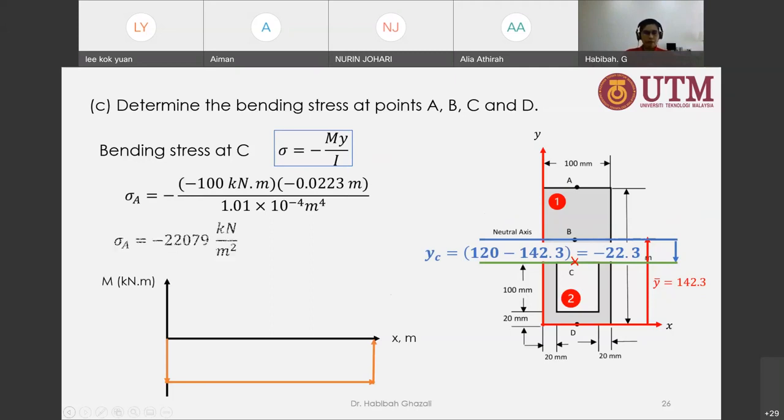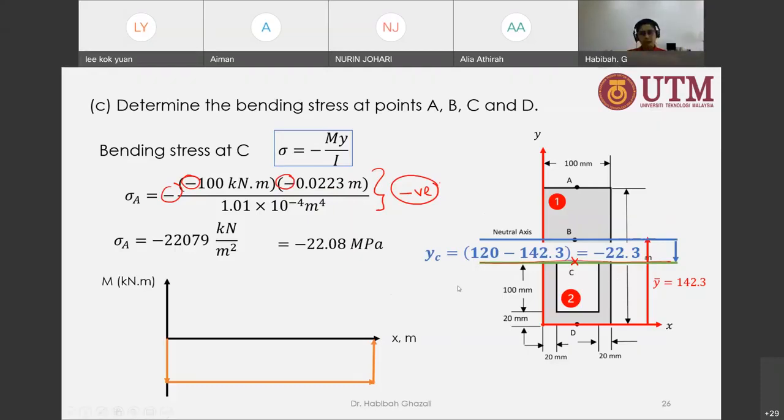You can see this is negative, this is negative, it's going to be positive, but this is negative. So your whole term here is going to be negative. So we know we are safe. Our answer will be negative. When we calculate this, you get negative 22.08 megapascal. So the stress at that location is negative 22.08 megapascal.